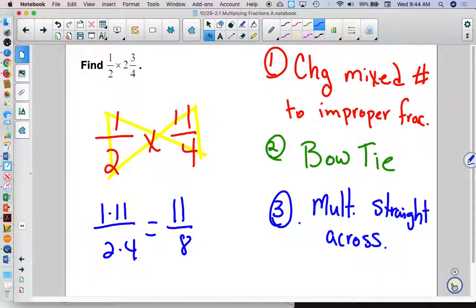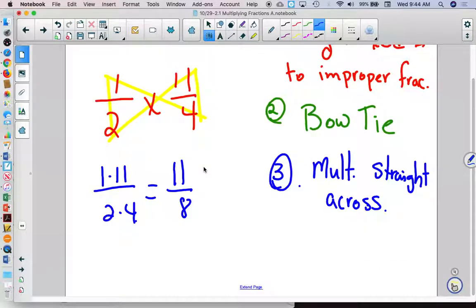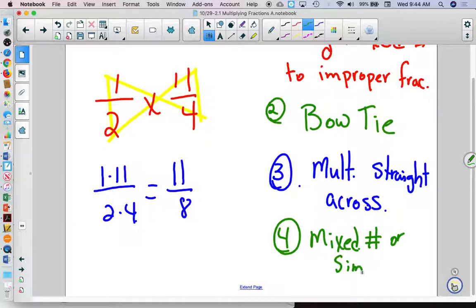Do I leave it there? No. What do I do with it, Isaiah? It's an improper fraction, so you have to, 8 goes into 11 one time. Very good. This is an improper fraction. So I need a step 4. My step 4 is going to be mixed number, or simplify if I didn't, and or simplify, right?